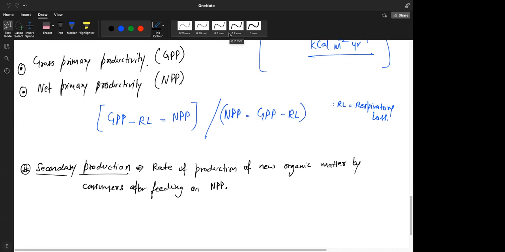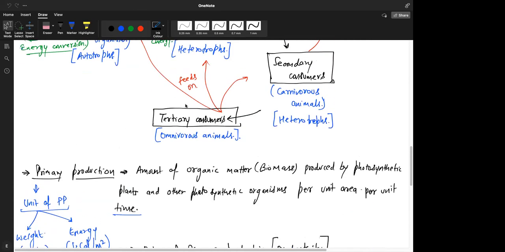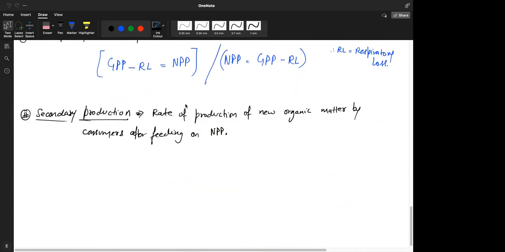Is it clear, everyone? It was an important concept. So if it's not clear, please discuss and ask. I assume that it's clear to all of you. Okay. So this was about primary productivity, everything that we had to study. Now let's go to decomposition.